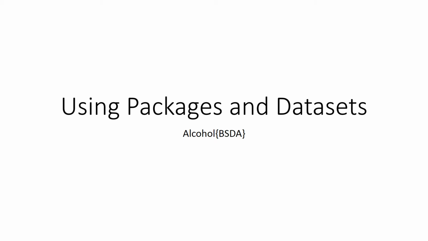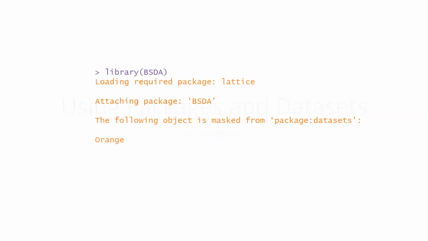To use the package, you have to load it into active memory using the library function every time you open R and start a new R session. When you run library(BSDA), R may give you a warning that says loading required package lattice. Some packages require other packages, and R is loading the lattice package. It then says attaching package BSDA. The following object is masked from package datasets, orange.